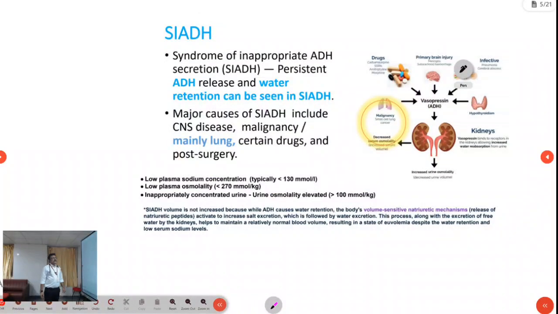Now what is SIADH? Syndrome of inappropriate ADH secretion. Persistent and excessive release of ADH can produce water retention. Remember, water retention is a feature of SIADH, but clinically you don't see edema. That is the difference between hypervolemic hyponatremia and normovolemic hyponatremia due to SIADH. In SIADH actual water retention is there, but the volume excess is removed. Excess volume is removed by a volume sensitive natriuretic mechanism.